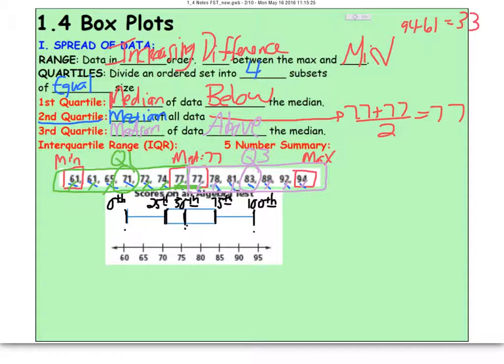So notice this connection. Between the minimum and quartile 1, 25% of the data sits. Then between quartile 1 and the median is another 25% of the data. Between quartile 2 and quartile 3, another 25%. And lastly, between quartile 3 and the maximum is another 25% of the data. So each of these chunks represents 25% of the data. If you add up all 4 of these chunks, you get 100% of the data.